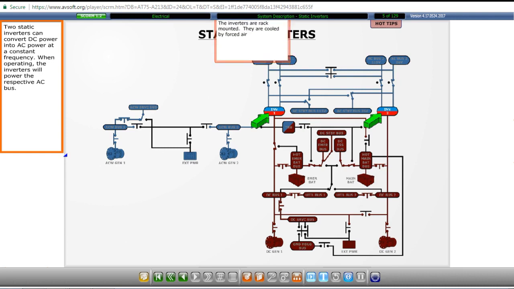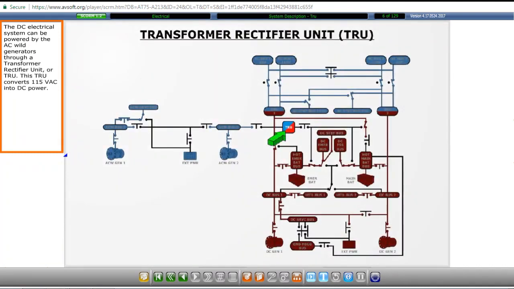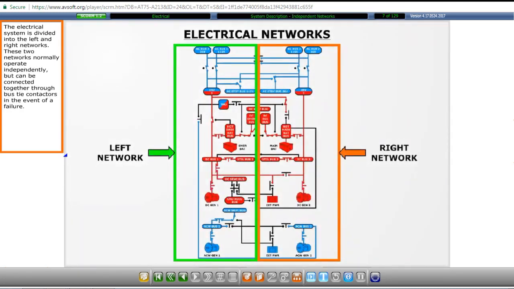When operating, the inverters will power the respective AC bus. The DC electrical system can be powered by the AC wound generators through a transformer rectifier unit, or TRU. This TRU converts 115 volts AC into DC power. The electrical system is divided into the left and right networks. These two networks normally operate independently, but can be connected together through bus tie contactors in the event of a failure.